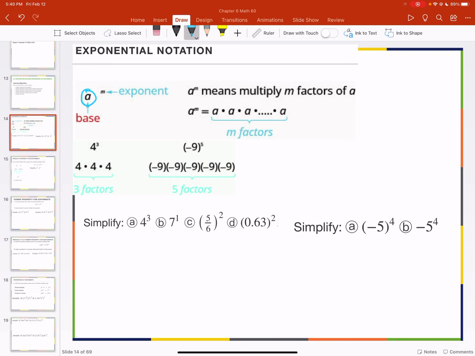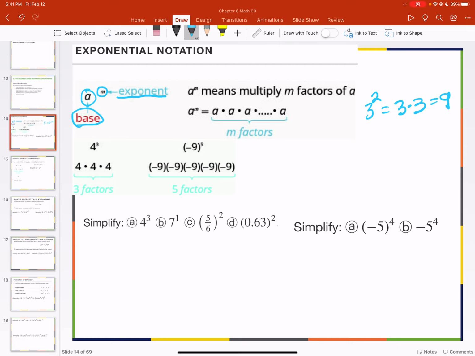So this would be considered the base, okay? And the base is raised to some value. The little tiny number is called an exponent. So let's say, for example, you have 3 squared. That just means take 3 and multiply by itself twice, right? So 3 times 3, which is 9. So 3 squared would be 9.